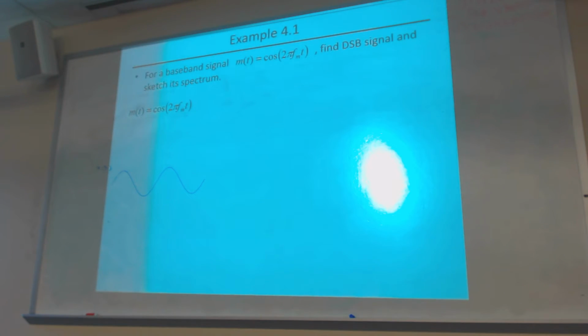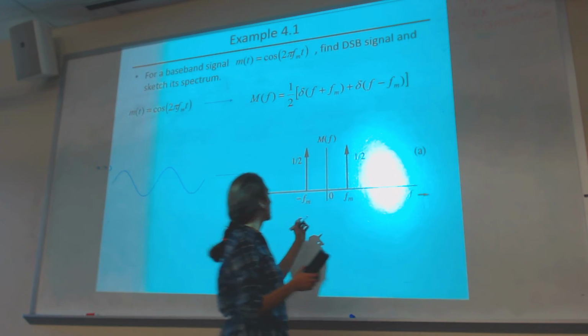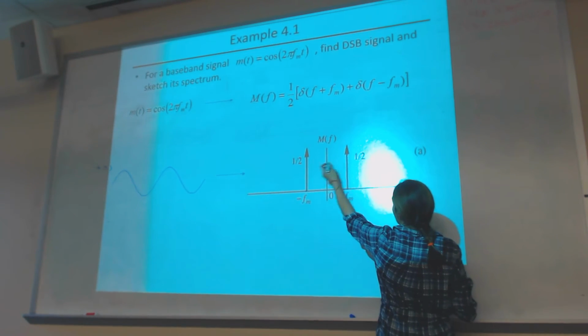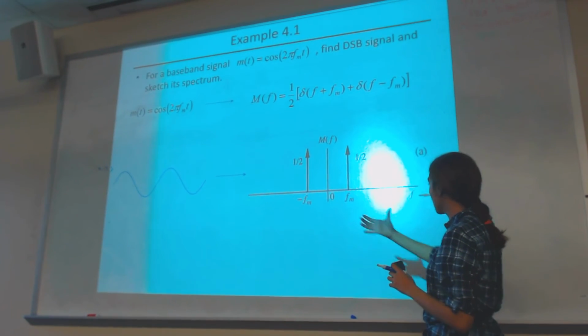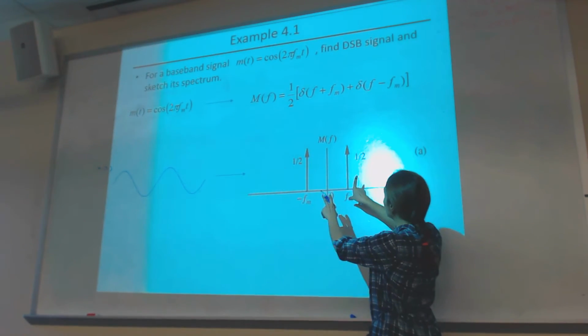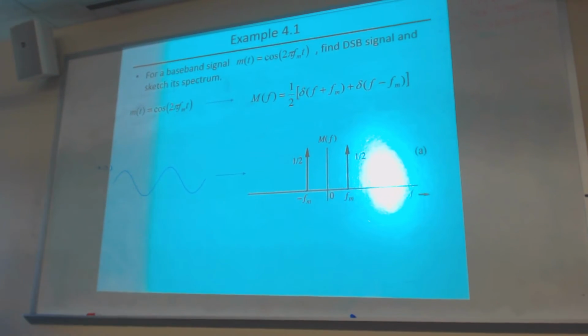Okay, so this is the original baseband signal. You multiply by... Okay, so before that, what's the Fourier transform of a cosine? 2 deltas. So M(f) is 2 deltas. If the frequency is fm, one delta at fm and one delta at minus fm, half and half. Again, I expect you to know this. In the table you have it. What's the Fourier transform of a cosine? 2 deltas. This is the original baseband signal.